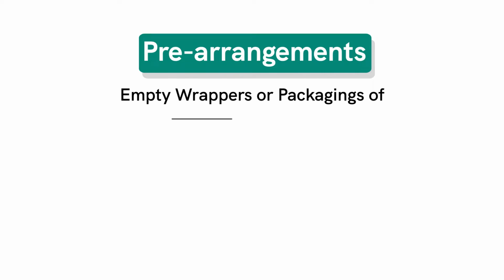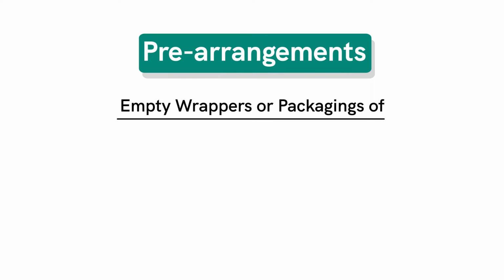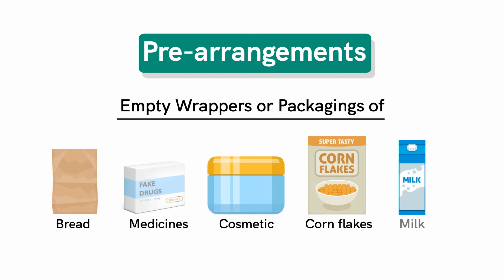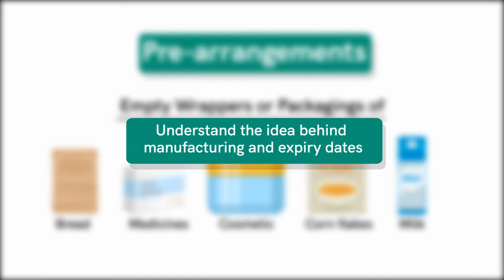Therefore, let's ensure we keep ready with us empty wrappers of packaging of any 5 items. For example, we can use the empty packaging of bread, medicines, cosmetic products, and other such items that clearly indicate the manufacturing and expiry dates on them.